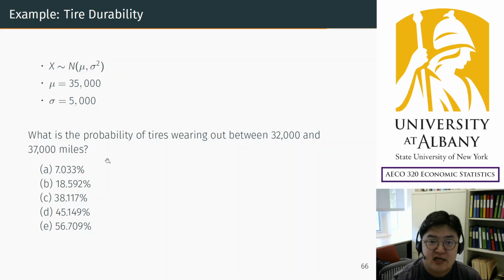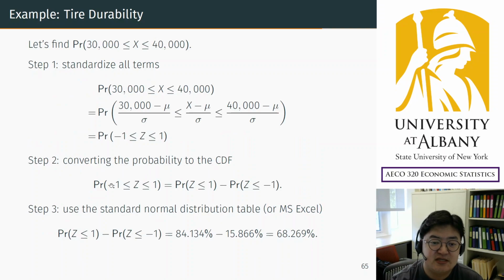Okay, so this is the last video for chapter 6. I guess it will be a shorter one. So at the end of the last video, I asked you to try this question. So what is the probability between 32,000 and 37,000? You can follow exactly the same steps as I did here.